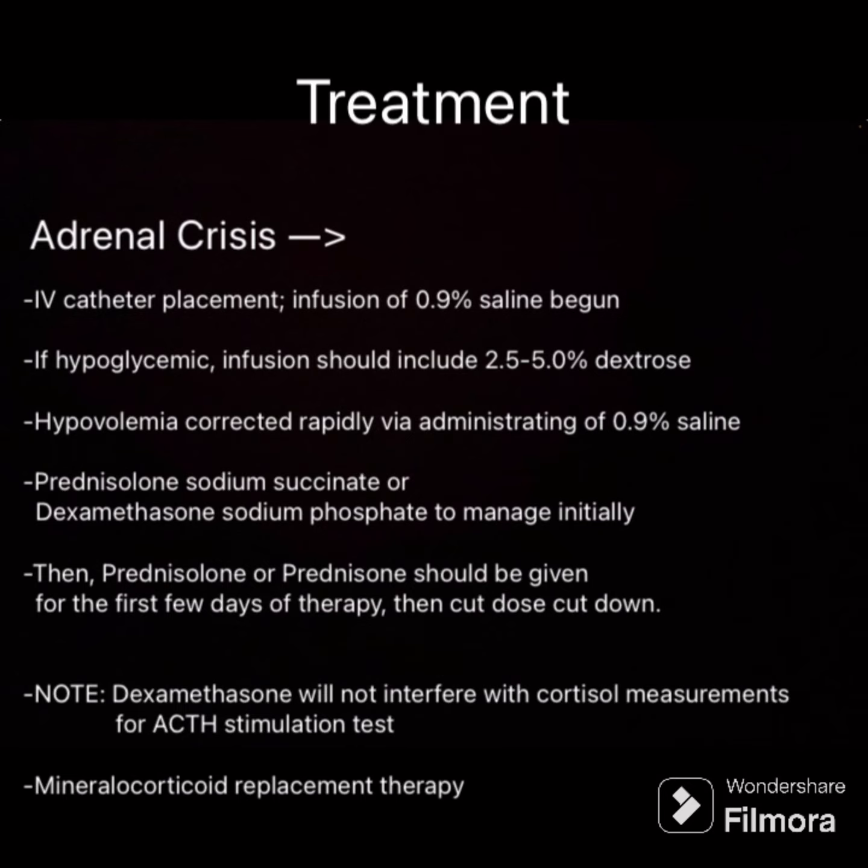When looking at treatment, it's really going to be correcting for all the abnormalities. This is going to include the following. Placing an IV catheter and starting an infusion of 0.9% saline to try to correct for some of those electrolyte imbalances. That's going to help correct for some of the hypovolemia that's the result of the nephron's inability to reuptake water. Correcting any hypoglycemia that the patient might have, ideally with IV dextrose, as well as giving the patient an injection of a steroid such as dexamethasone sodium phosphate to manage that initial deficiency.